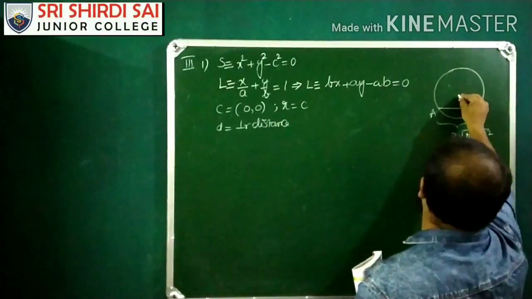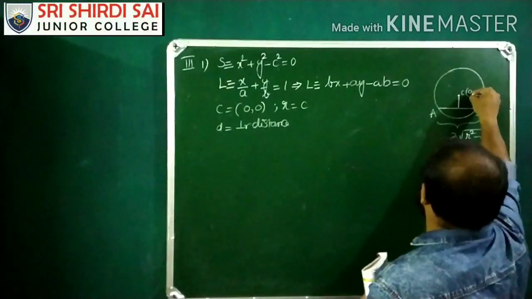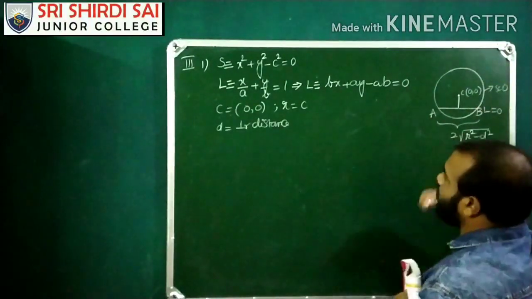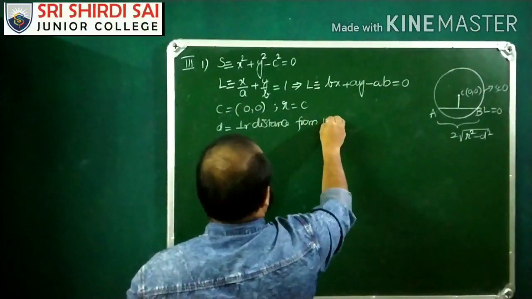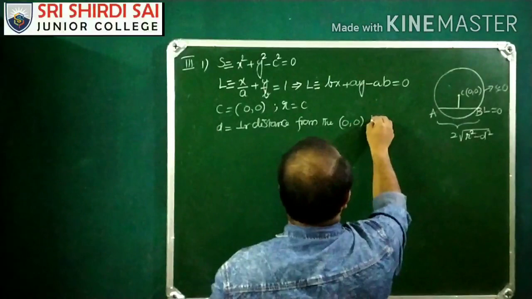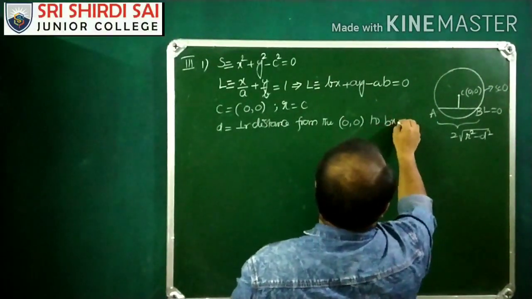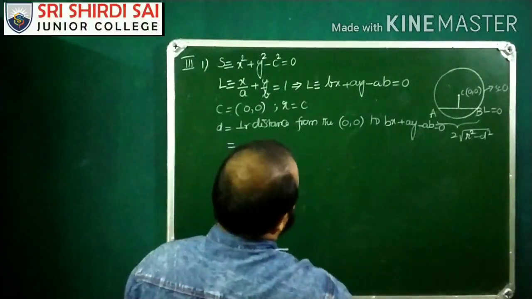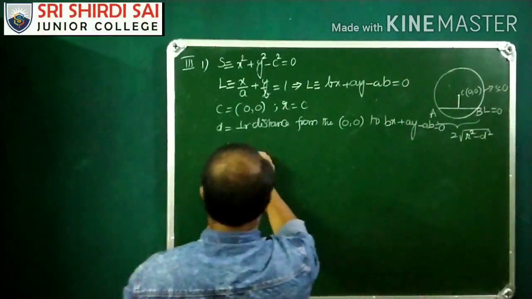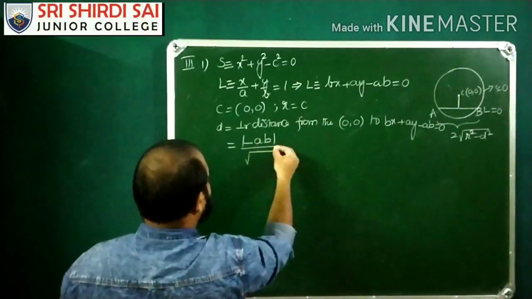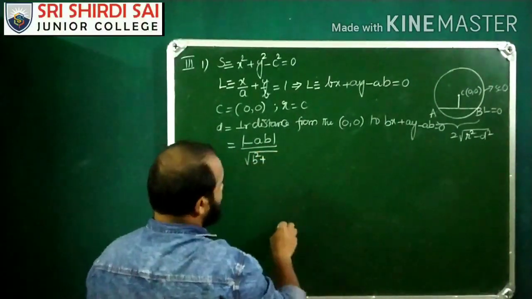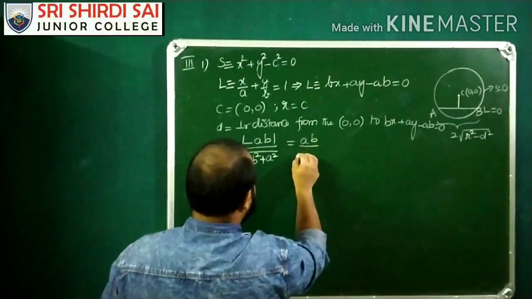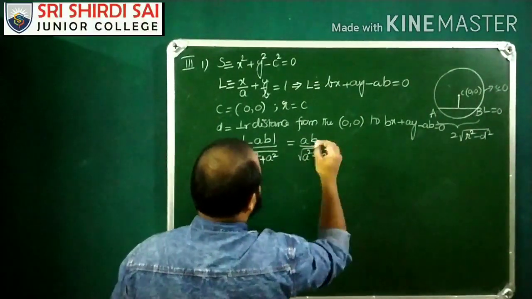What is d? d is the perpendicular distance from the center of the circle (0, 0) to the line L equals 0. This is S equals 0. So the perpendicular distance from the center (0, 0) to the line bx plus ay minus ab equals 0 is b into 0 plus a into 0 minus ab, by the square root of b square plus a square. So this is equal to modulus of minus ab, which is ab by square root of a square plus b square.